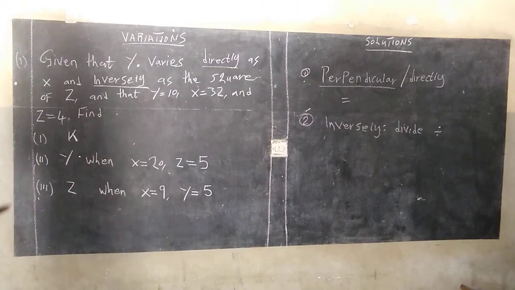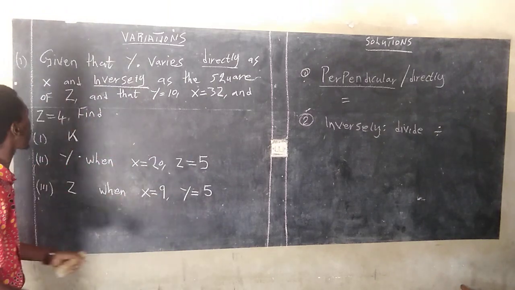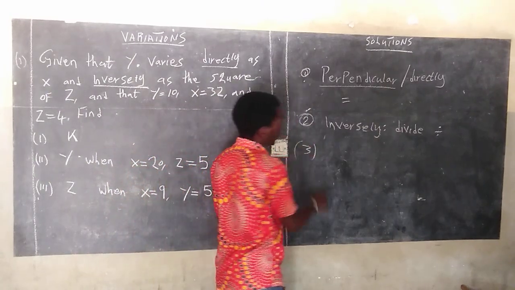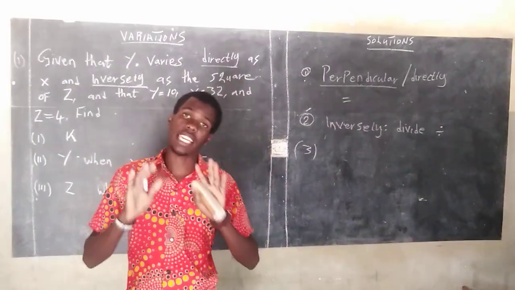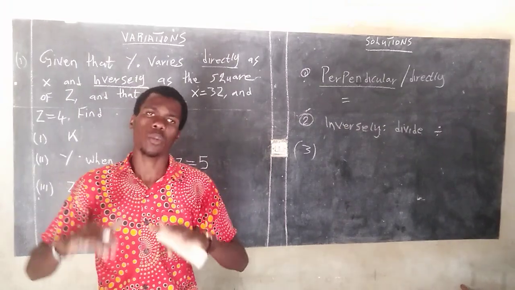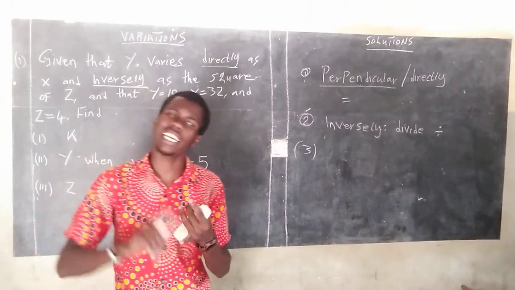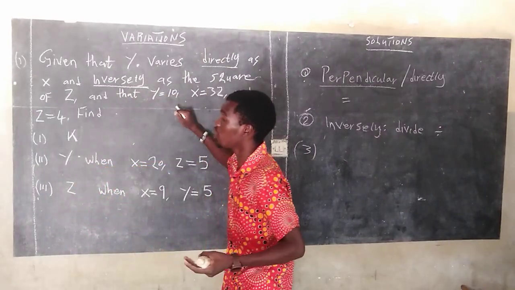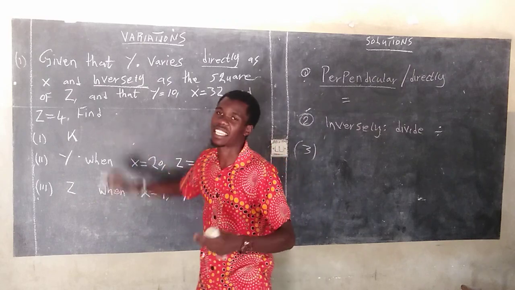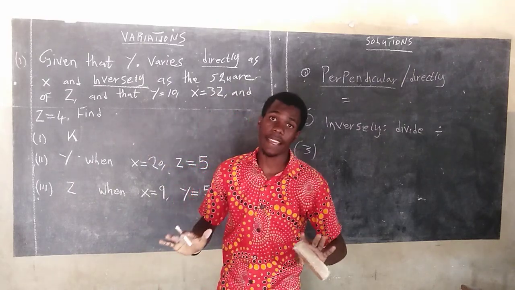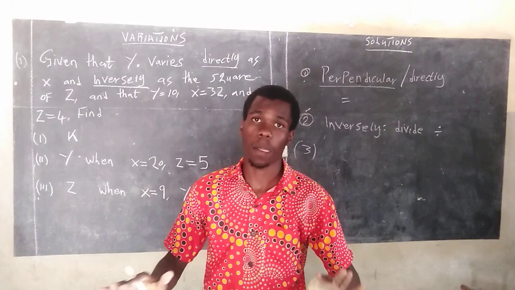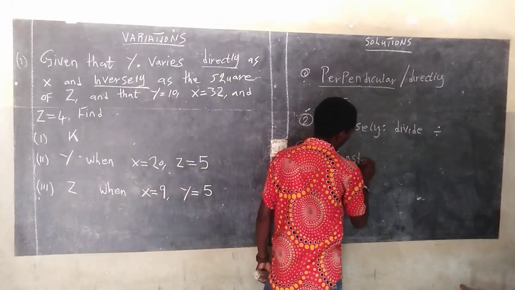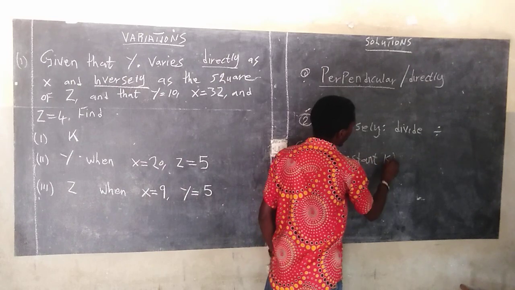Then the third thing which they normally use is the word k. So we are having k there. K is constant under variations. Whether k has been mentioned in the statement or not, k is always there. No wonder in the statement here k has not been mentioned, but the question is telling us to find k. So k is always there, and k is constant.